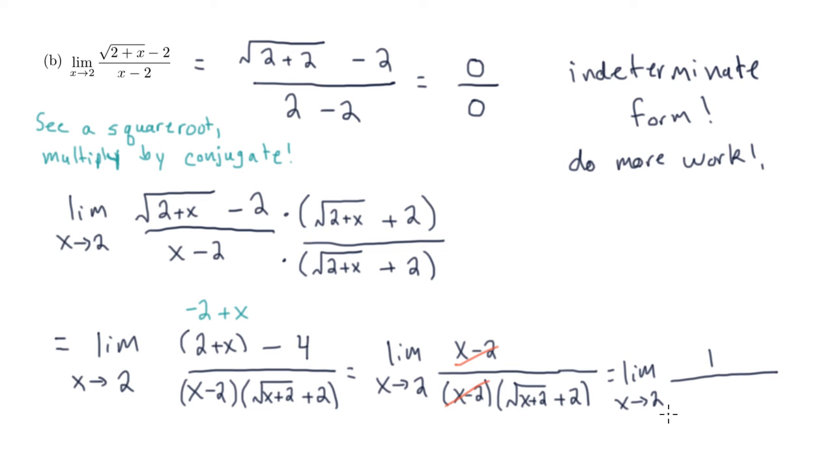divided by square root of x plus 2, plus 2. All right, but now we can just plug in 2, and we get 1 over 4. So that's the limit of this function as x approaches 2.